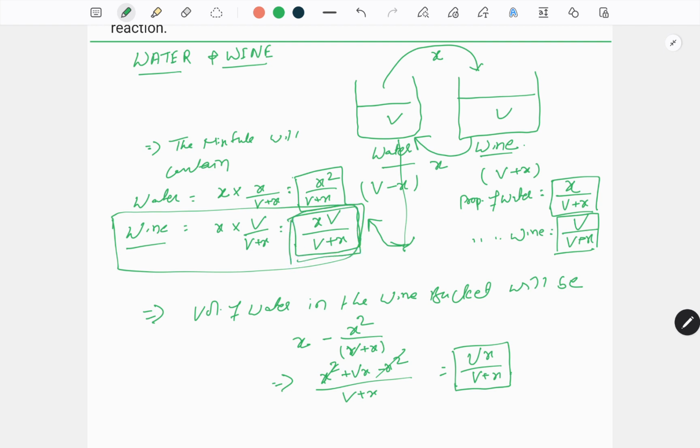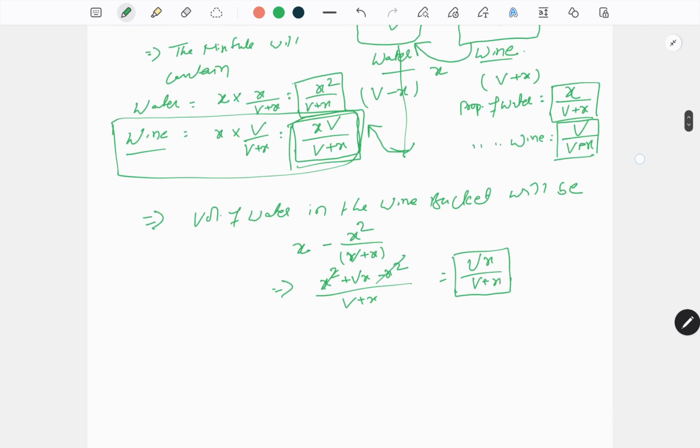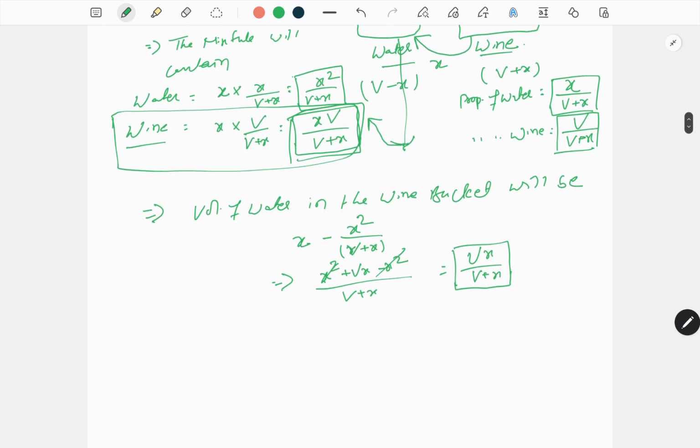So if you see, both the values are the same. So after performing those two operations, we will have an equal amount of water in the wine bucket and wine in the water bucket.